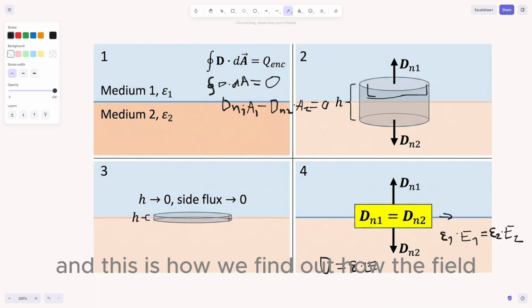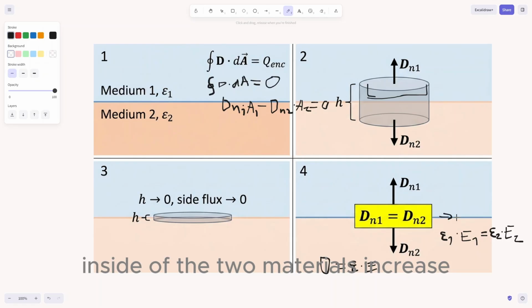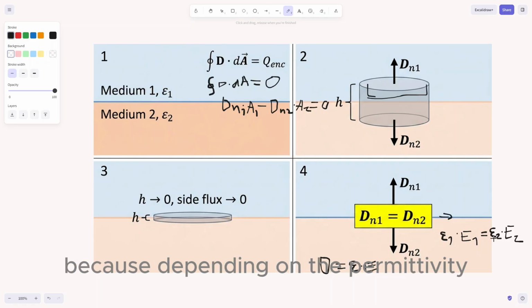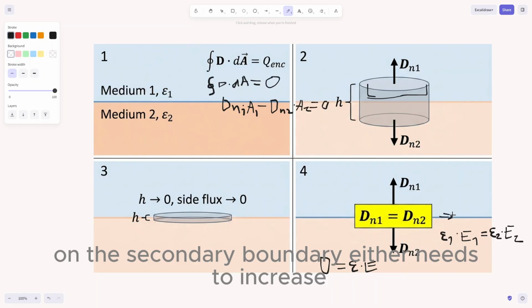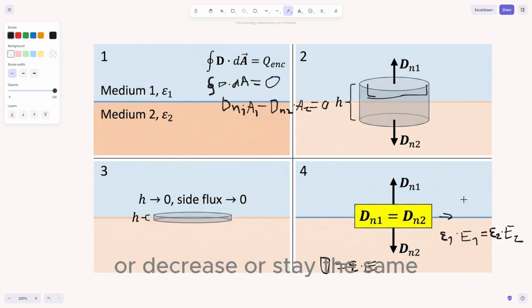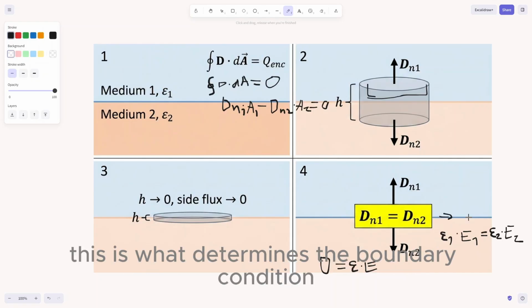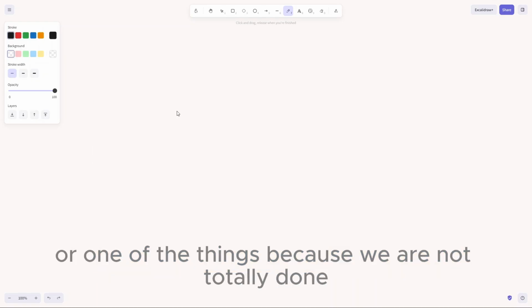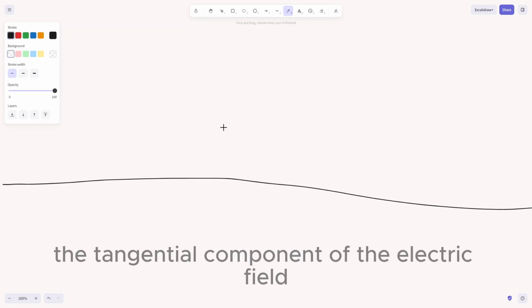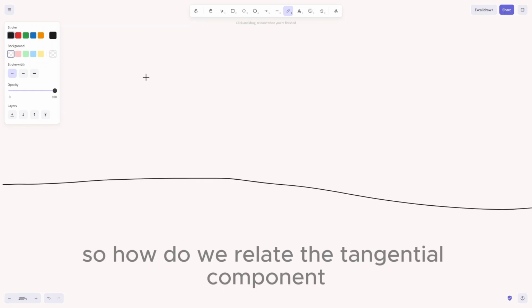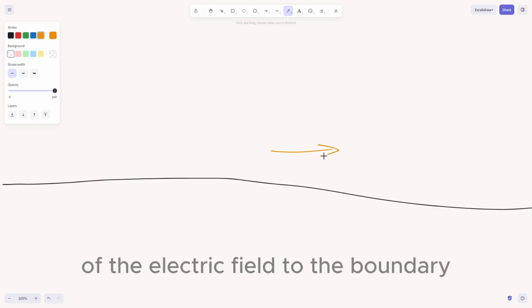And this is how we find out how the field inside of the two materials changes, because depending on the permittivity, the field on the secondary boundary either needs to increase or decrease, or stay the same if it's the same material. This is what determines the boundary condition, or one of the things. Because we are not totally done, we are missing the tangential component of the electric field. So how do we relate the tangential component of the electric field to the boundary?